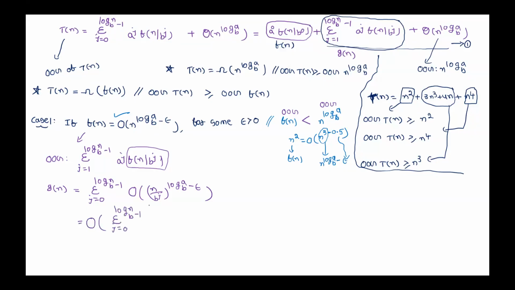Even if you don't understand, don't worry. Okay, no? So this is of the form a power m, a by b whole power m, a power m by n power log a base b minus epsilon, a power m by b power m, b power j into log a base b minus epsilon. Is that okay?